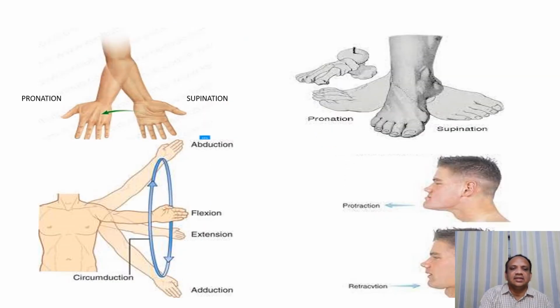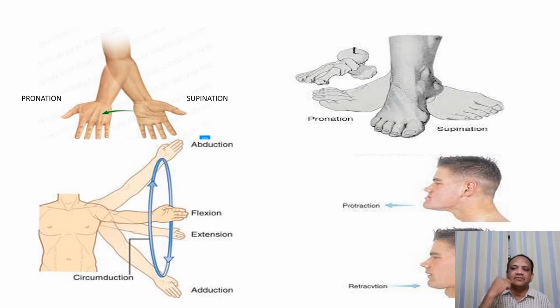Now you can see turning the palm. If the hand is like this, it is called supination. If we turn like this, that is called pronation. Like in the foot, if we turn the foot towards the great toe side, that is supination. And if we turn the foot with the little toe side coming upwards, that is called pronation.